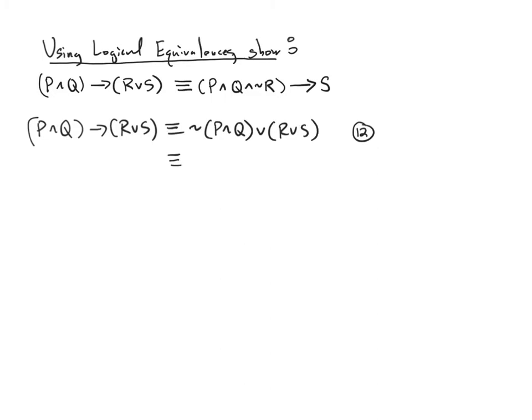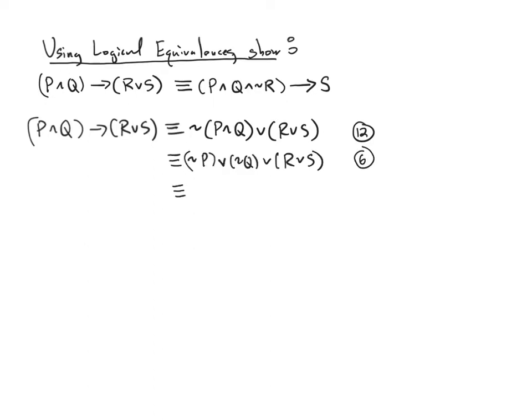Now let's use De Morgan's law here. So using De Morgan's law, I have the negation of something with an and, so everything gets negated, even the logical connective, so it's not P or not Q, or R or S, and that's using De Morgan's laws.